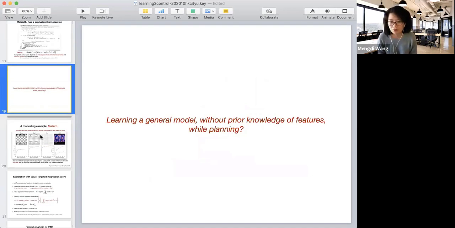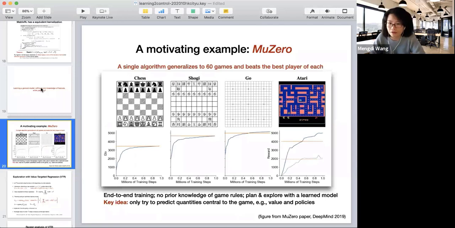Next, I talked about how if we have features and a linear model, then we can learn with a provable regret. But what if we don't have a lot of prior knowledge to begin with? What if we don't have a linear model? So we were motivated by this recent paper by DeepMind, called the MuZero paper. They developed a new deep RL algorithm, which is supposed to be better than AlphaGo, AlphaZero, and all the other algorithms developed by DeepMind.